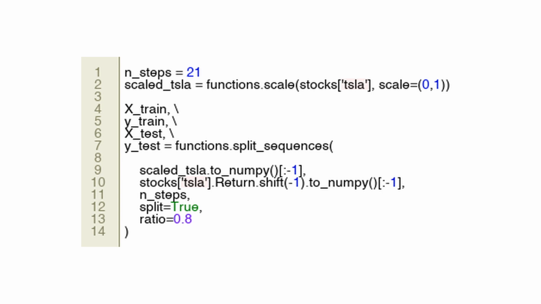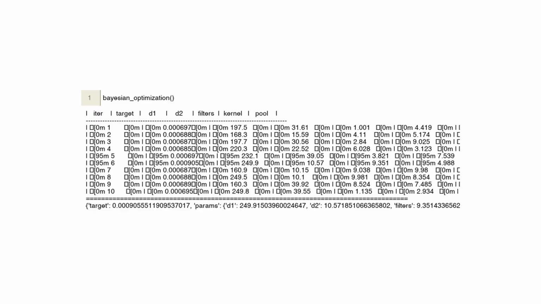The training set is used to fit the model, and the testing set is used to assess how well the model generalizes to unseen data. The Python function Bayesian optimization likely refers to a procedure for optimizing a black box function using Bayesian optimization techniques. Bayesian optimization is a strategy for finding the minimum or maximum of a function that is expensive to evaluate.